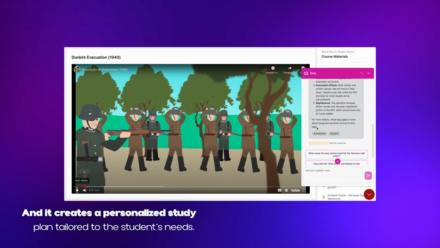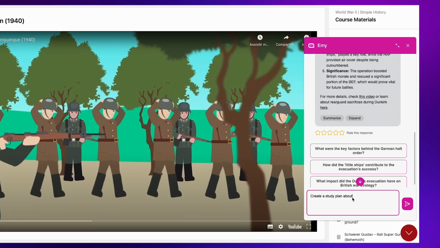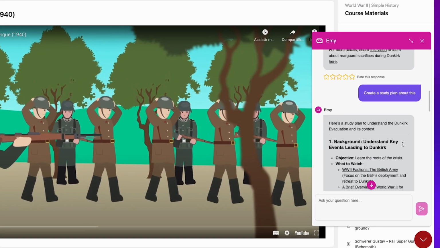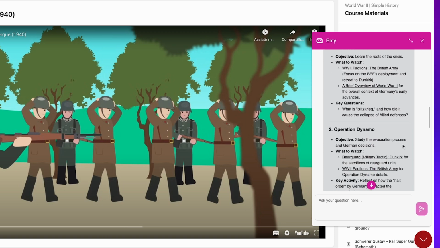Now, we also want to show Emmy acting as a tutor in study planning. In this example, it builds a personalized study plan adapted to the student's needs. Emmy can take into account the available time, the content to be studied, and the person's goals.